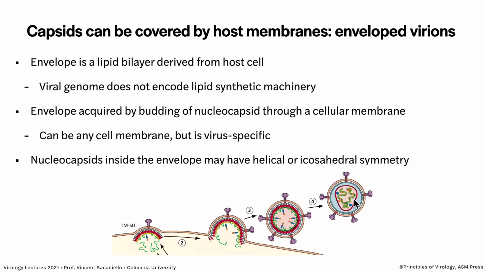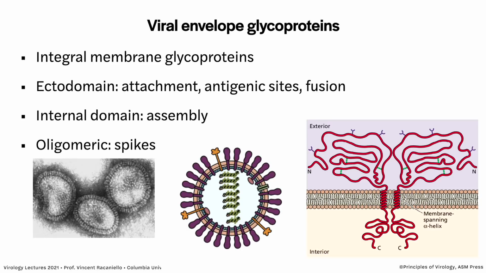But this can be the nuclear membrane. It could be the ER membrane. But it's always virus specific. So as you'll see, herpes initially buds from the nuclear membrane, and other viruses, coronaviruses, bud into the ER Golgi intermediate compartment. And again, the nucleocapsids can have helical or icosahedral symmetry. The nucleocapsids inside this envelope, they come in both flavors.